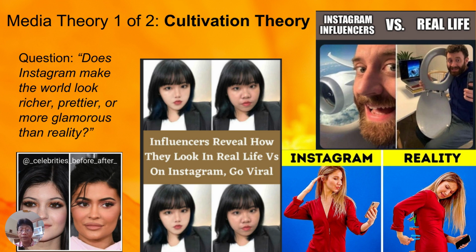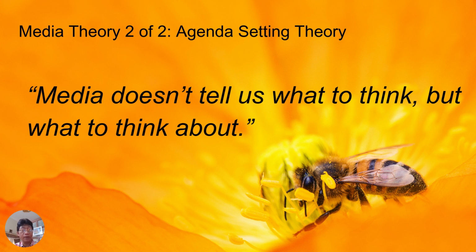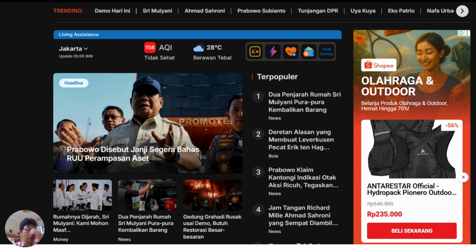Now let's move on to the next theory, called agenda setting theory. This was proposed by McCombs and Shaw in the 1970s. The message is very clear. Media doesn't tell us what to think, but what to think about. Now, agenda setting theory tells us that the media doesn't tell us what to think, but it tells us what to think about.